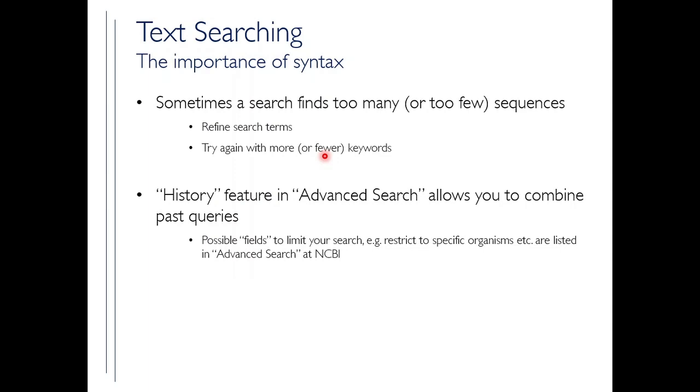It's just worth knowing that the advanced search feature is linked on or near the search bar, and will allow you to combine past queries using the history feature. You can also limit your fields during that process as well, so you don't have to type the square brackets into your query. You can search afterwards and limit your search to restrict to, for example, specific organisms, etc.